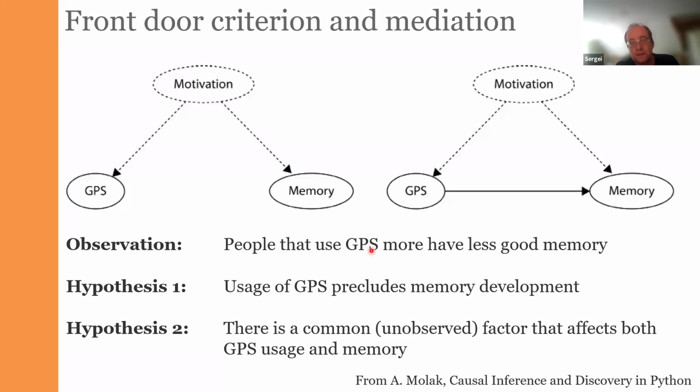So the question is, what type of hypothesis can we make based on that? Hypothesis number one is that the use of the GPS precludes memory development. Very natural. We have a GPS, so we no longer have to do it ourselves. There is a second hypothesis that there is a common unobserved factor that affects both the GPS usage and memory. So there is some inner factor that stimulates us to use GPS, but at the same time, it negatively affects the memory.